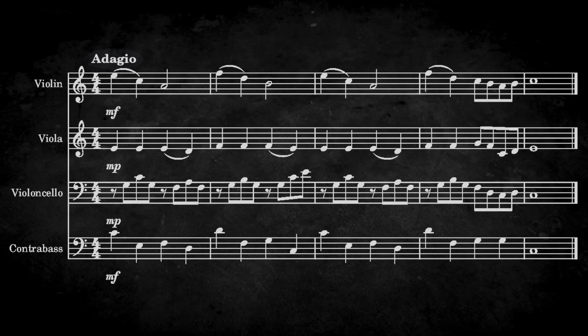The tempo is set to adagio, indicating a slow pace. The violin plays with moderate loud volume to emphasize the main melody. The viola and cello play moderate soft to avoid overshadowing the melody. The contrabass plays with moderate loud volume to provide a sense of foundation. Let's listen.